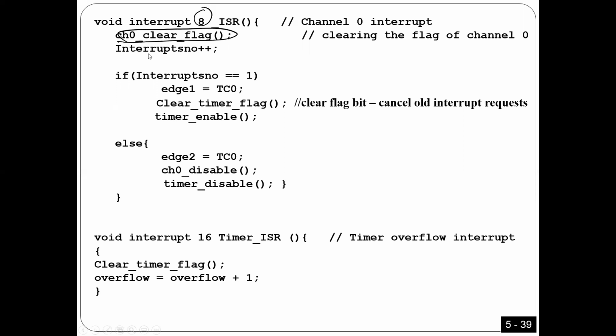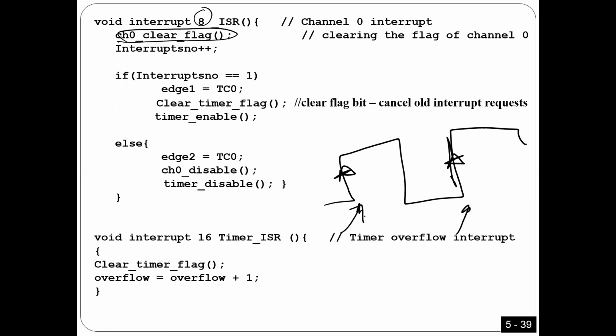We always do that. Nothing is new. Number 2, I have to increment the interrupts number. I have to know if this is the first interrupt or the second interrupt, right? Because I programmed it to trigger interrupts on every rising edge. So if it is interrupt 1, that means I'm here and I have to do something. If it is interrupt 2, that means I'm here, so I have to do something else.